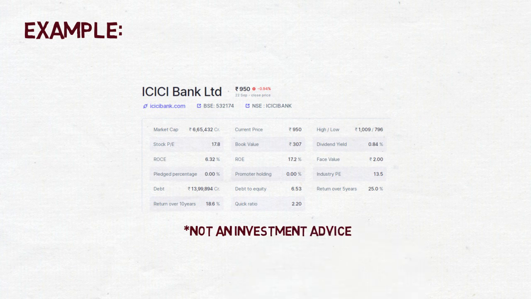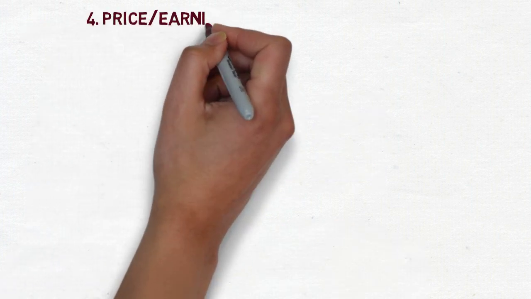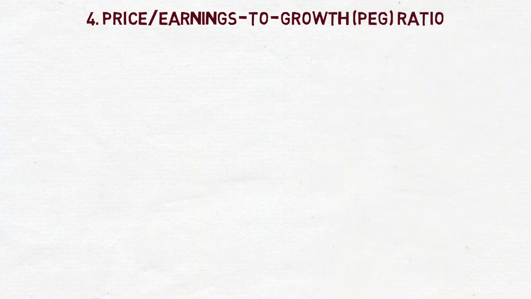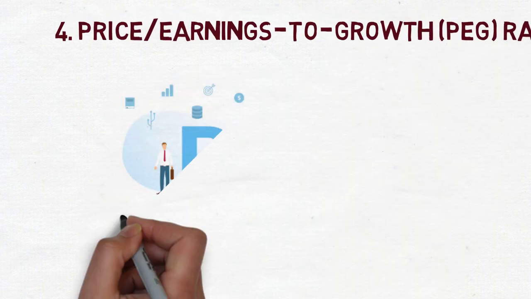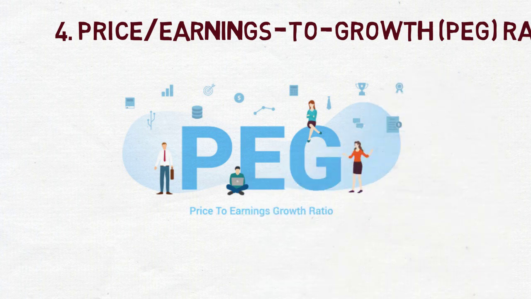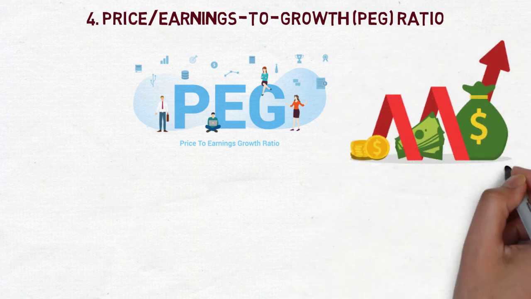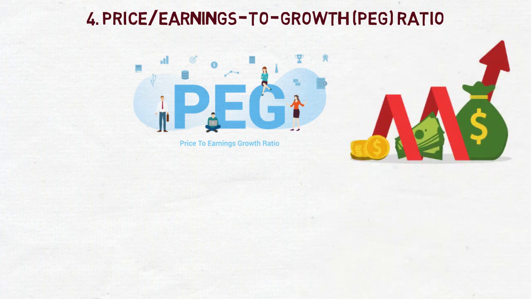Parameter number 4 is the price earnings to growth ratio, which is the PEG ratio. The PEG ratio, or price earnings to growth ratio, is used to find the value of a stock taking into consideration the company's earnings growth. This ratio is considered to be more useful than the PE ratio, as the PE ratio completely ignores the company's growth rate.